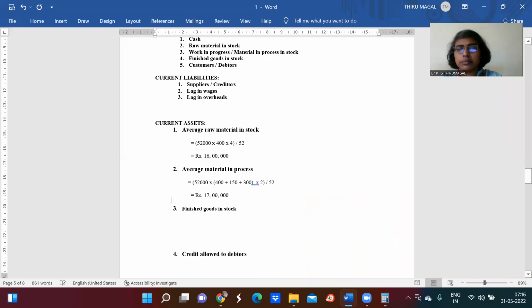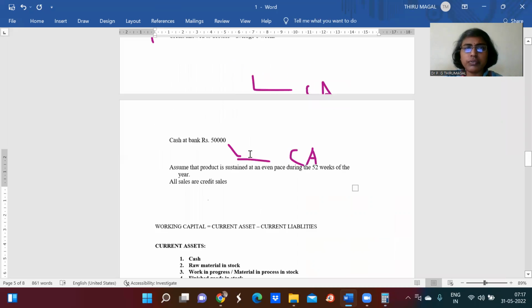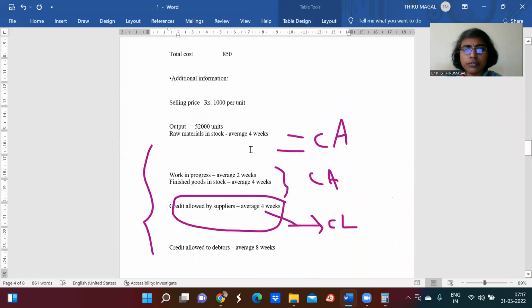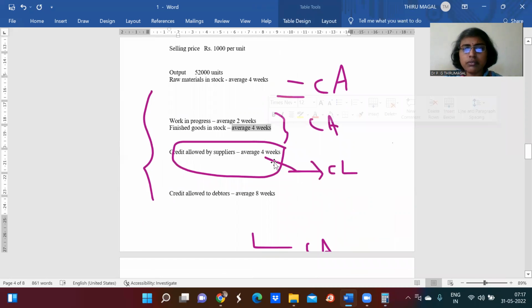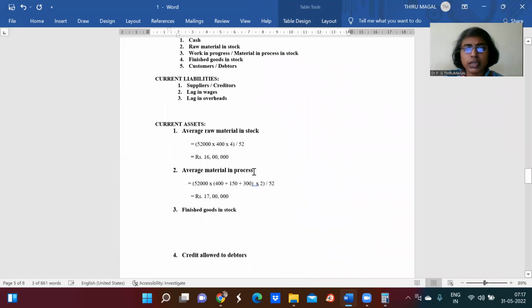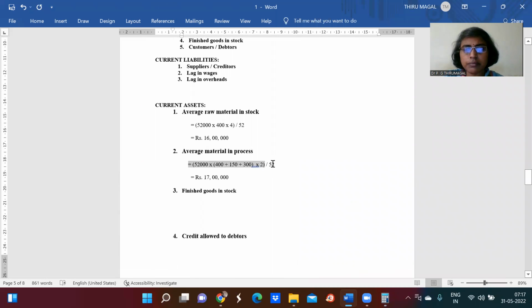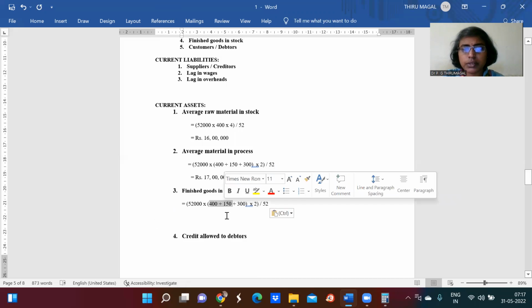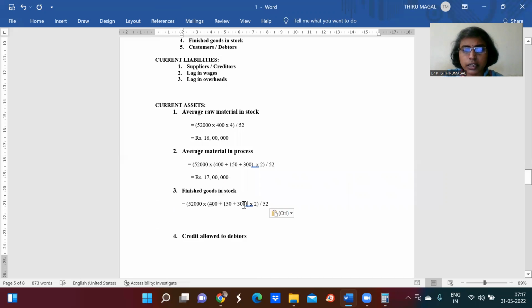So the next step will be finished goods. We have to find out the value of the finished goods. So for finished goods, how many weeks is given? 4 weeks is given. So now what we can do is, let me copy the same and paste here. Here the units remain 52,000. Even for the finished goods, we need to add all the 3 unit costs: 400 plus 150 plus 300.